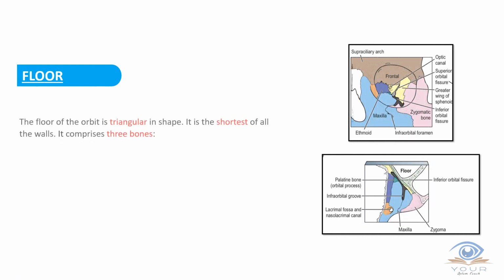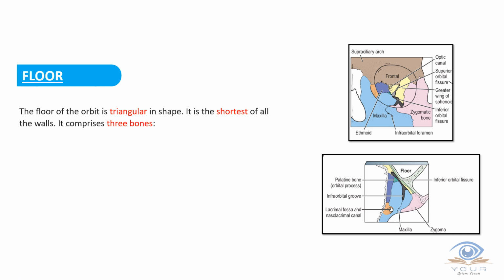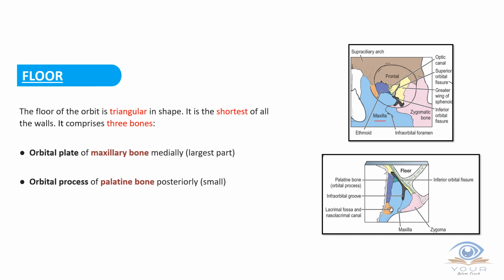The next wall that we will be discussing is the floor of the orbit. The floor of the orbit is triangular in shape. It is the shortest of all walls and comprises 3 bones. These bones are the orbital plate of the maxilla, which forms the medial part and the largest part, the orbital process of the palatine bone, which is here, which forms the smallest part, and the third bone is the orbital surface of the zygomatic bone, which forms the remaining part.